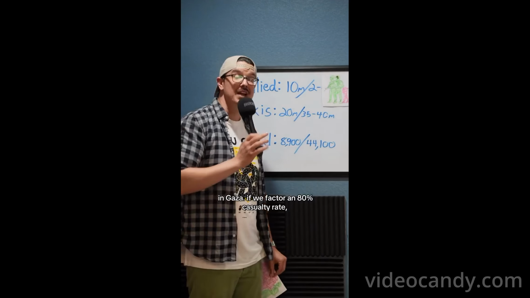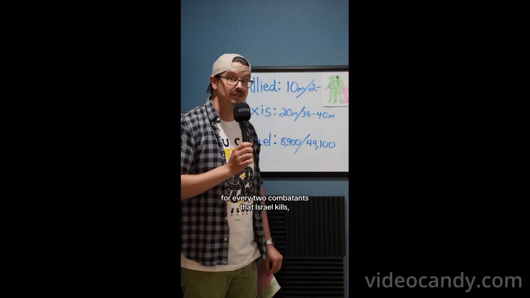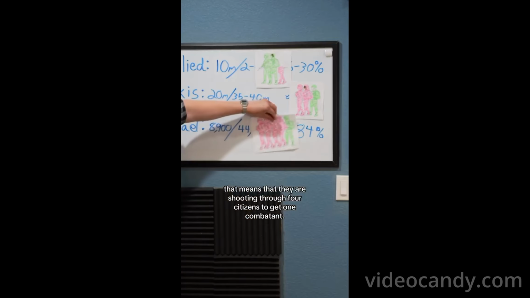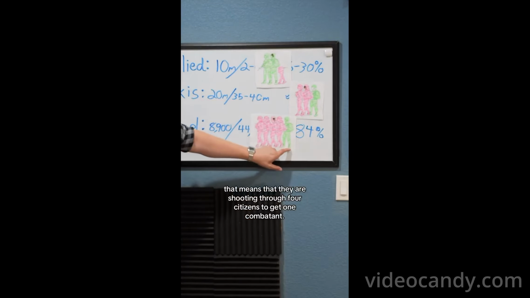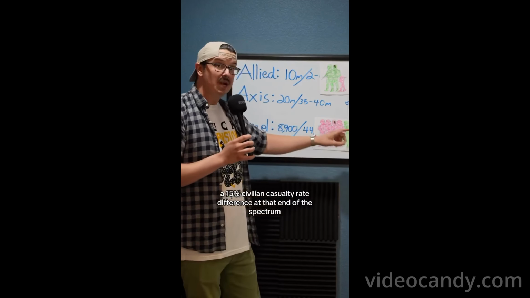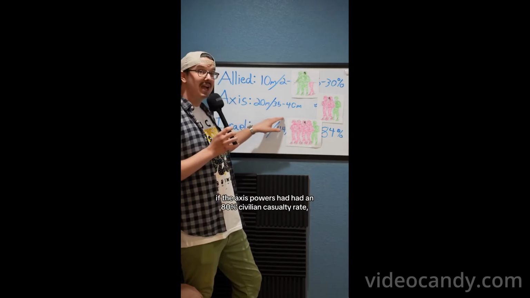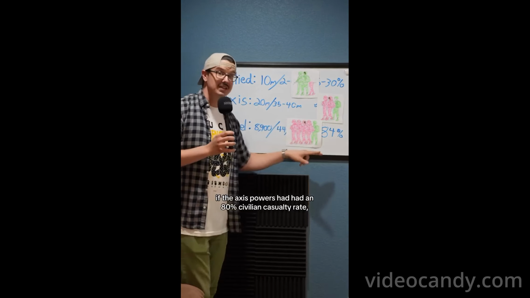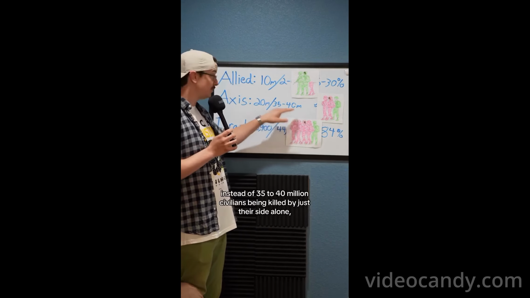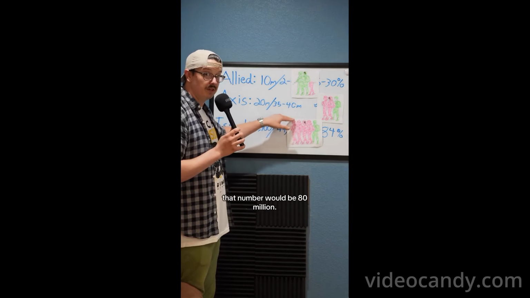In Gaza, if we factor an 80% casualty rate, for every 2 combatants that Israel kills, they kill 8 citizens. That means that they are shooting through 4 citizens to get 1 combatant. A 15% civilian casualty rate difference at that end of the spectrum works out to double the amount of civilians that get killed. That means in World War II, if the Axis powers had an 80% civilian casualty rate, instead of 35 to 40 million civilians being killed by just their side alone, that number would be 80 million.